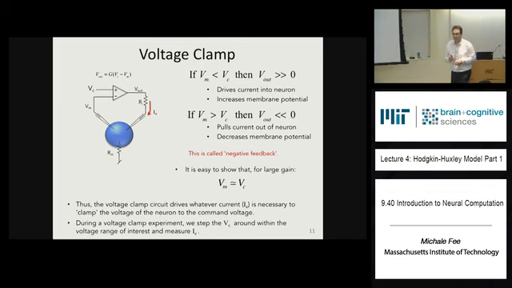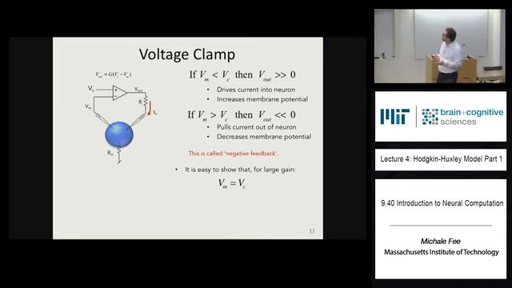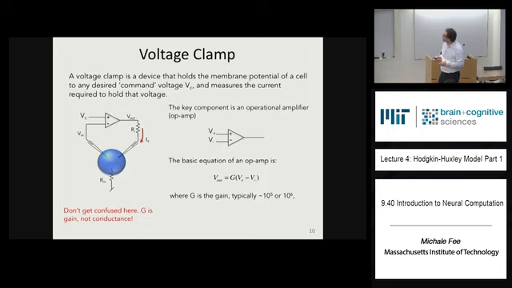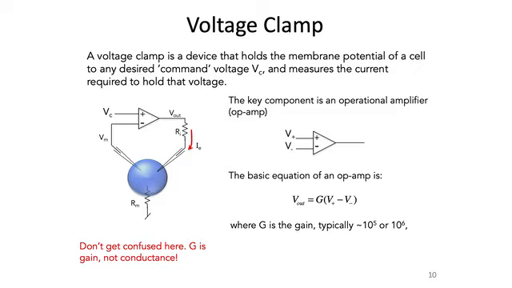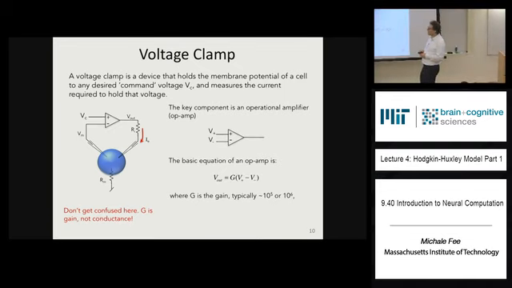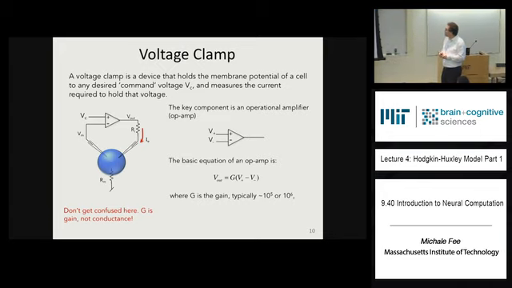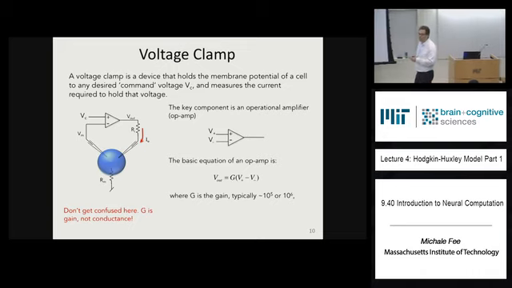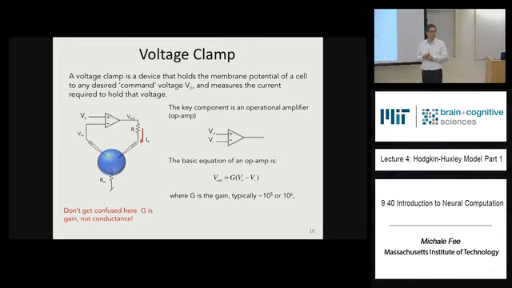Yes? Can you explain gain again? Gain is just the multiplier here in this equation. So if there's a tiny difference between the two inputs, the output is big. That's what gain means, right? So if the gain is 1 million, if there's a microvolt difference between the two inputs, the output will be about 1 volt. And it will be plus or minus depending on which of those two was more positive. Okay?